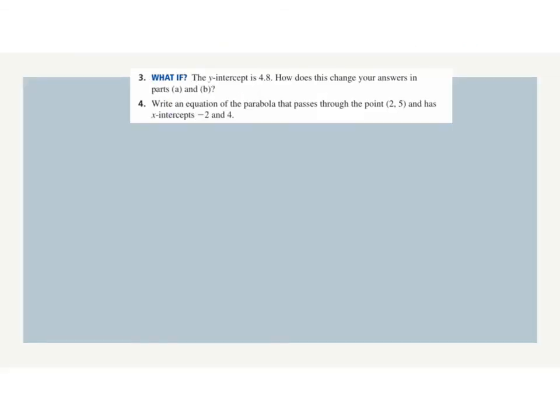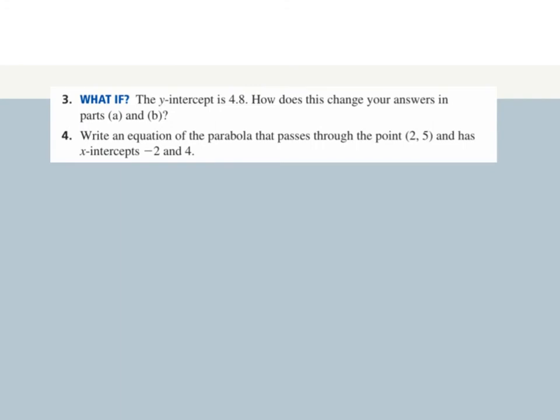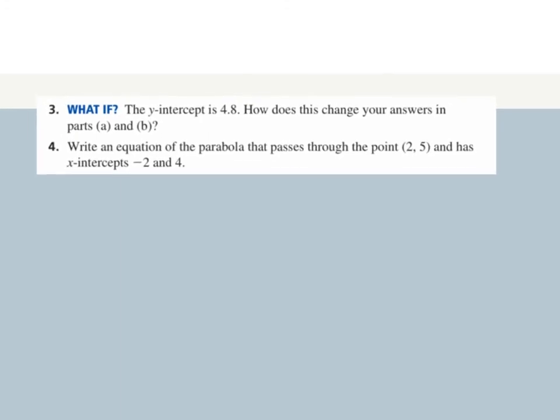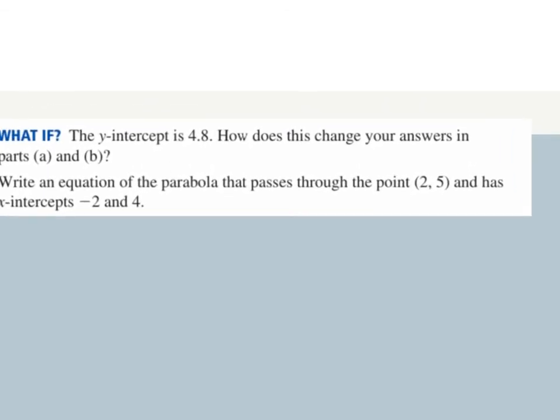All right, on the next page, we have another one of those what ifs. So what if the y-intercept is 4.8? How does this change your answer in parts A and B? If our y-intercept changed, looking back at the slide before, we could do this whole problem again, but we're going to skip it for now because we just did the same exact thing in the one before. It would give us a new equation, and a new y in our vertex.